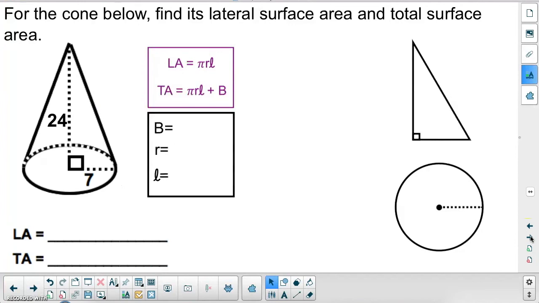I want you to try this example given a radius of 7 and a height of 24.